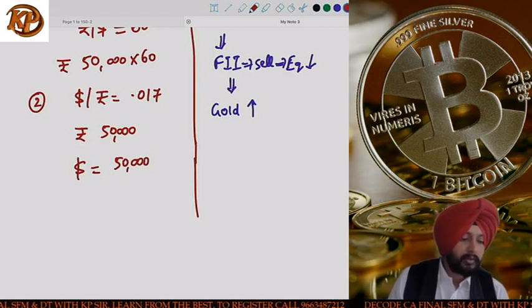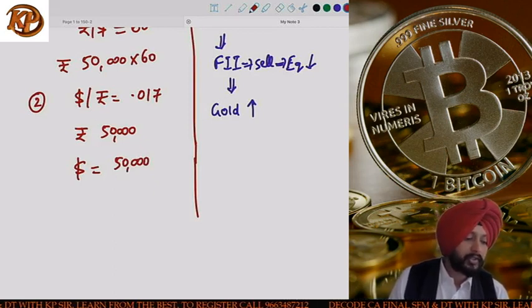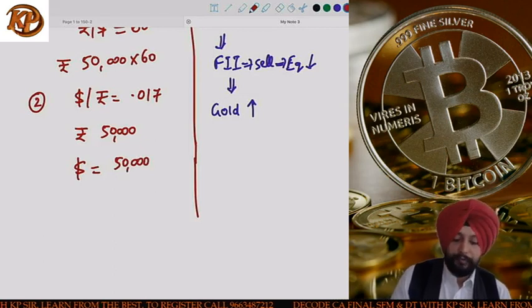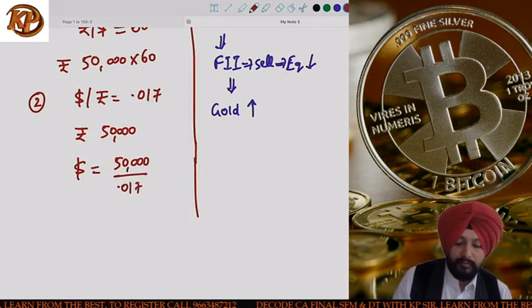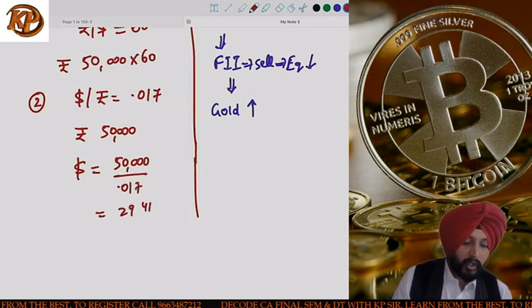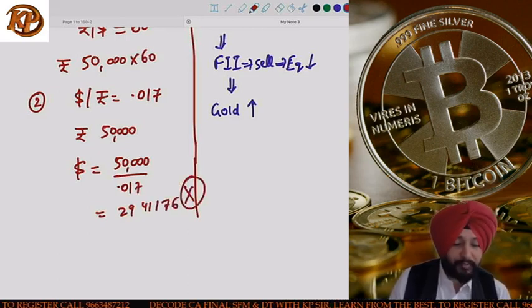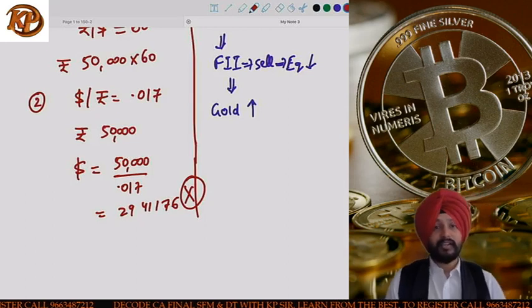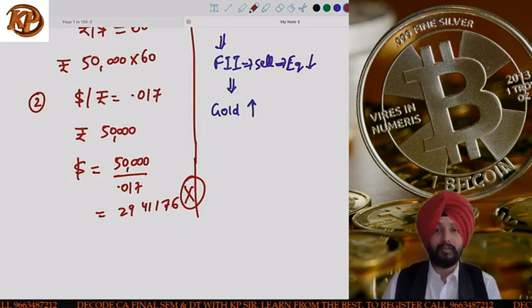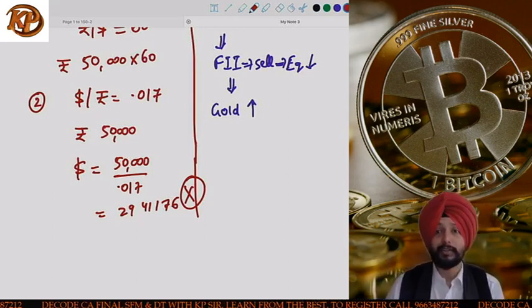Let's do the wrong thing first to understand. If I do 50,000 divided by 0.017, I get 2941176, which obviously I know is incorrect, because by giving 50,000 rupees we can't get so many dollars, 29,41,176 dollars. If we got so many dollars, the first thing we would do is go for a US trip.